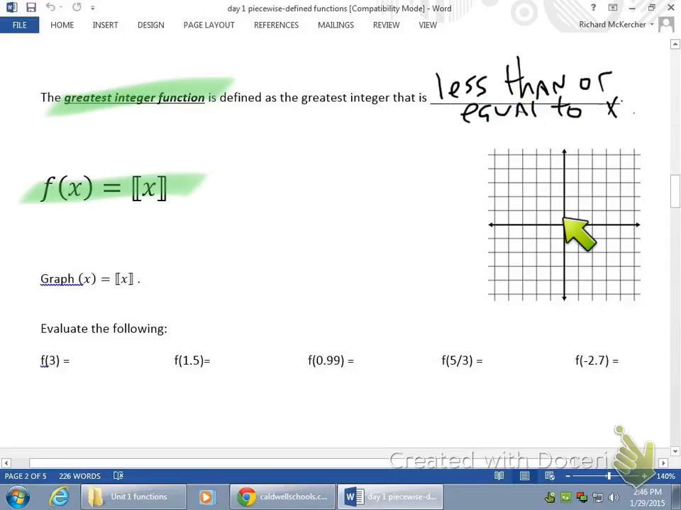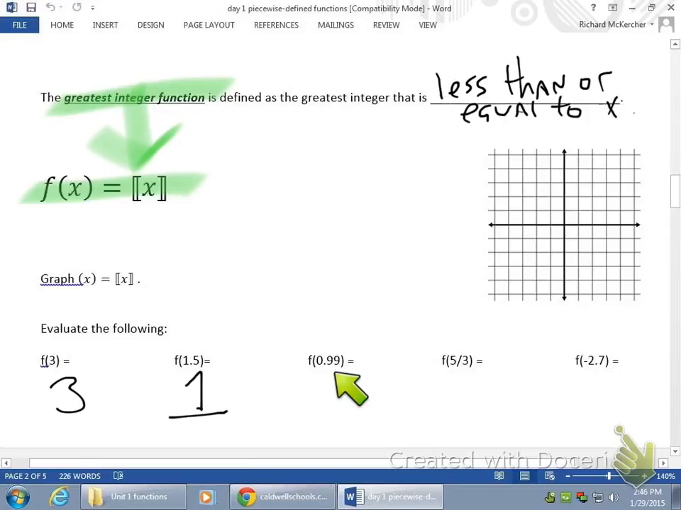So before we graph this, I'm actually going to look at the evaluating. What number is the greatest possible integer that is less than, or it could be equal to, the number 3? Of course, that answer is 3, because 3 is already an integer. Now, this one's a little trickier. Actually, it's easier. What number is the greatest possible integer that is less than or equal to 1.5? Well, there is no integer equal to 1.5, so I have to be less than that. Which one's less than that? 1.